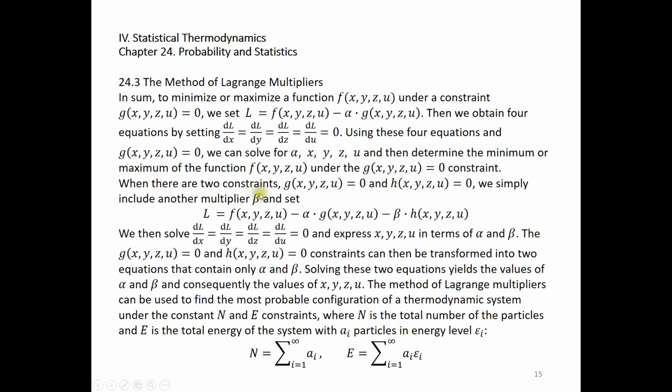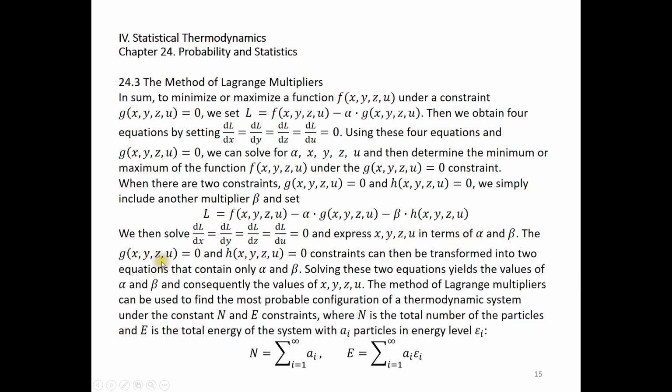What if there are two constraints? Alright, two constraints, g is 0, h is 0. And then we simply need another Lagrange multiplier. Let's call it beta. L, the Lagrangian, is now the function to be optimized, minus alpha times the first constraint, minus beta times the second constraint. And then we solve these four equations. dL over dx is 0, dL over dy is 0, dL over dz is 0, dL over du is 0. This is to express x, y, z, and u in terms of alpha and beta.